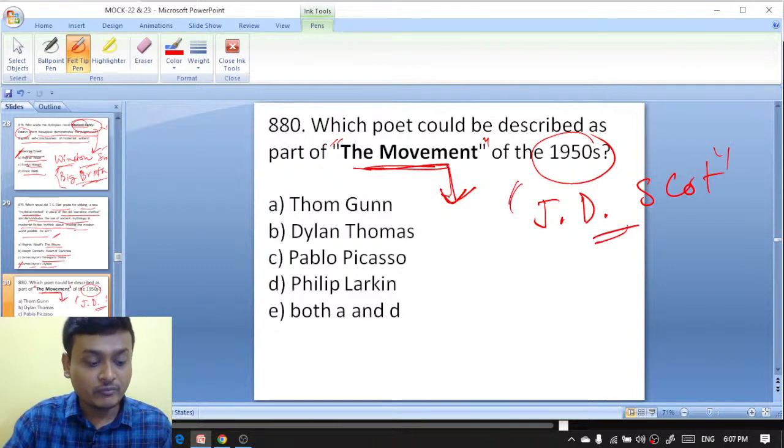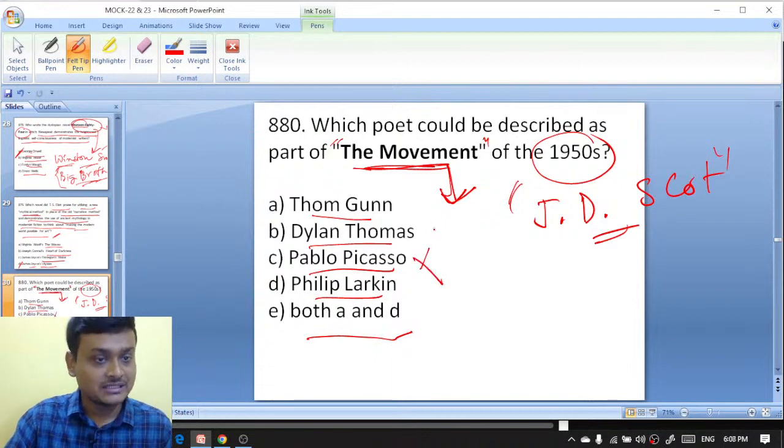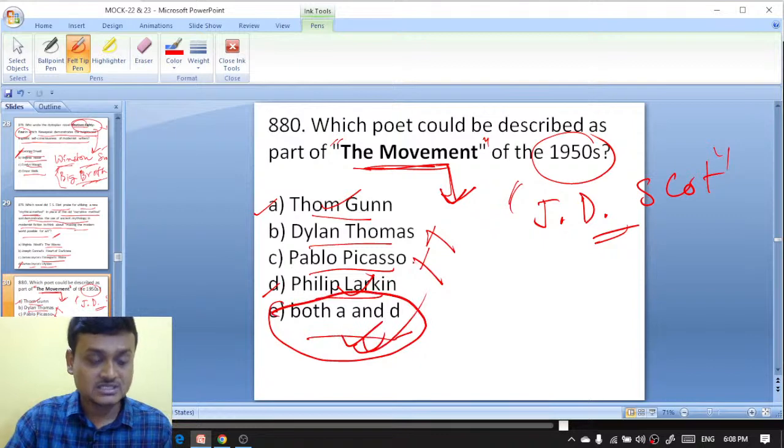And who are the Movement poets? Tom Gunn, that is Thomas Gunn, Dylan Thomas, Pablo Picasso, Philip Larkin, both A and D. Picasso is not one, and Dylan Thomas is not either. So it was Thomas Gunn and Philip Larkin, so A and D. So E is the right answer. Both A and D is the right answer.